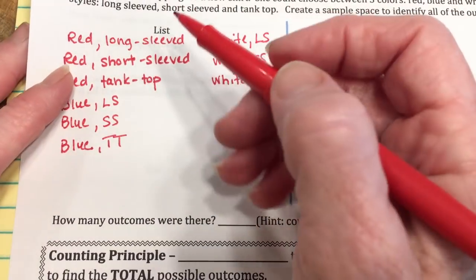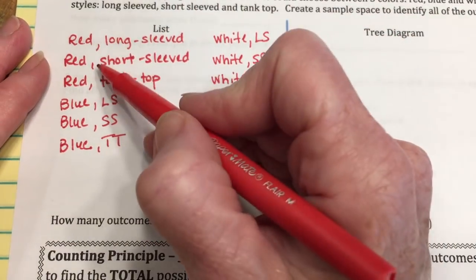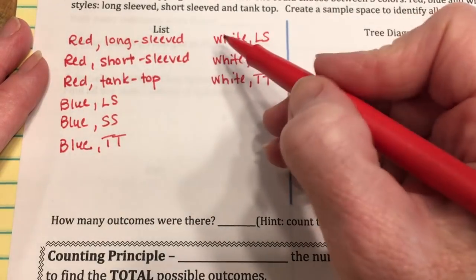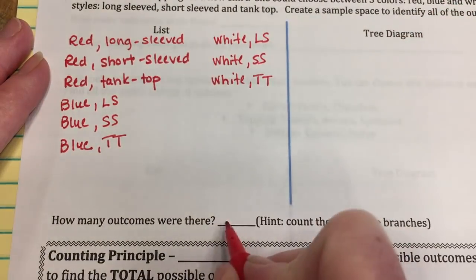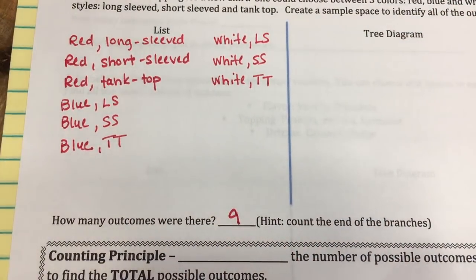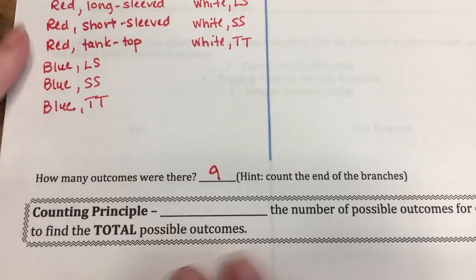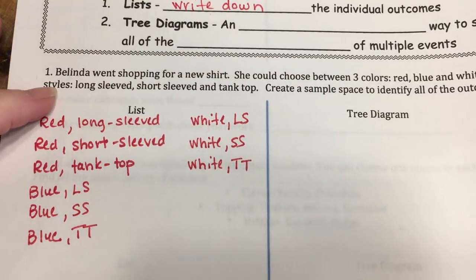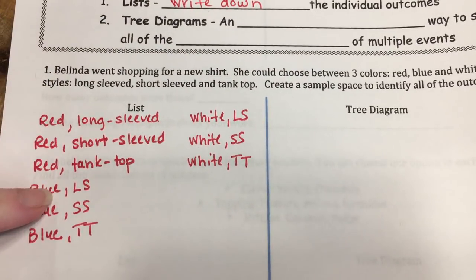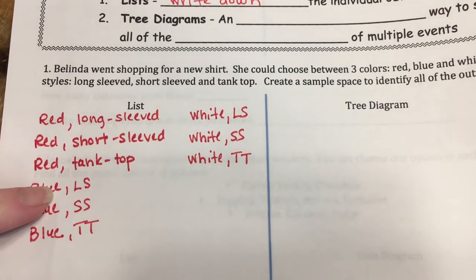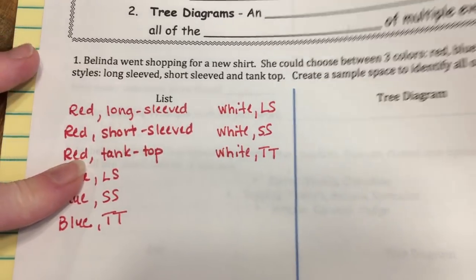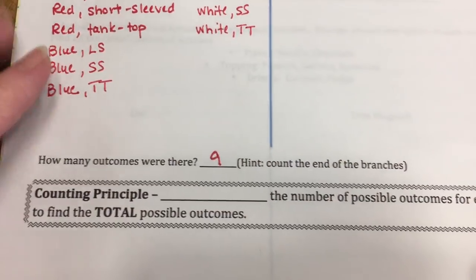Well, if we just count how many we got, 1, 2, 3, 4, 5, 6, 7, 8, 9, we can see that there are 9 outcomes. All right, this hint is for tree diagrams, which we'll look at tomorrow or in the next video. With lists, the tricky part sometimes is that you think you have them all, but sometimes you miss them. So is there a way to check yourself? Well, actually there is. It's called the counting principle.